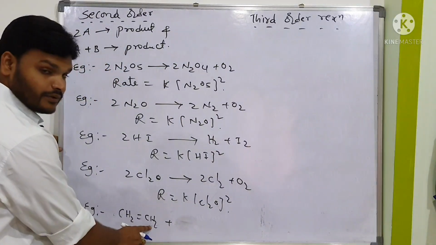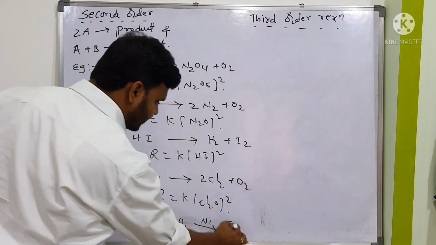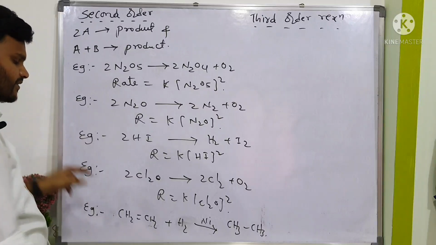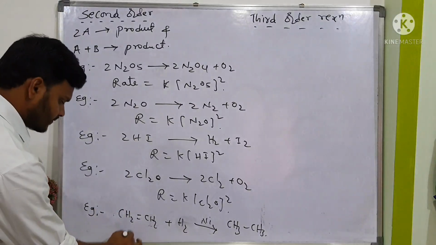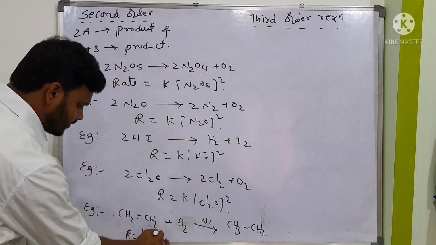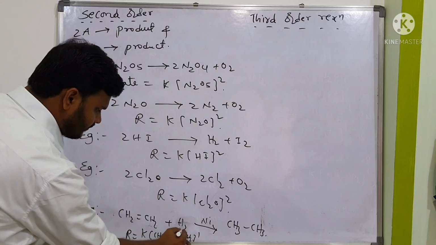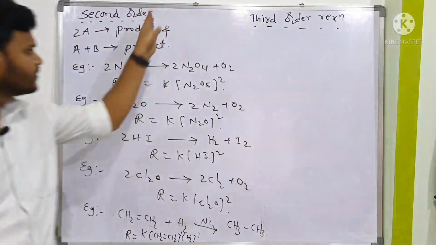Next, CH2=CH2 plus H2 in the presence of nickel converts like this into CH3-CH3. So here the rate expression depends upon this one and this one. So you can write rate equal to k[CH2=CH2][H2]. Here 1 plus 1, 2, means second order. So these are the suitable examples.